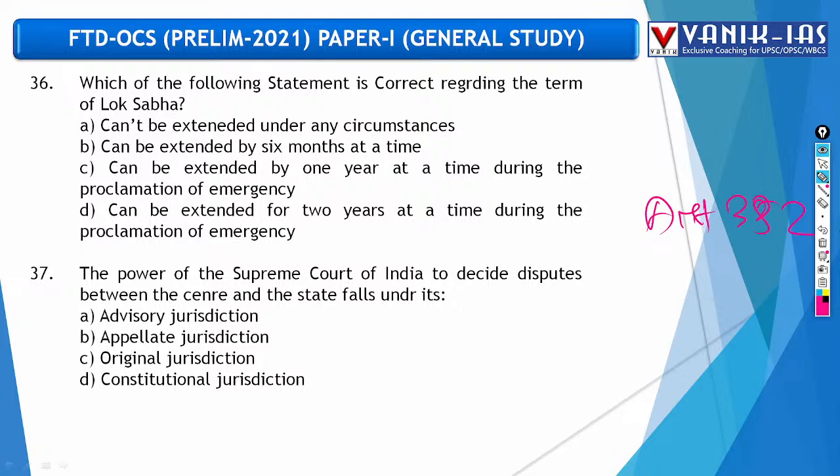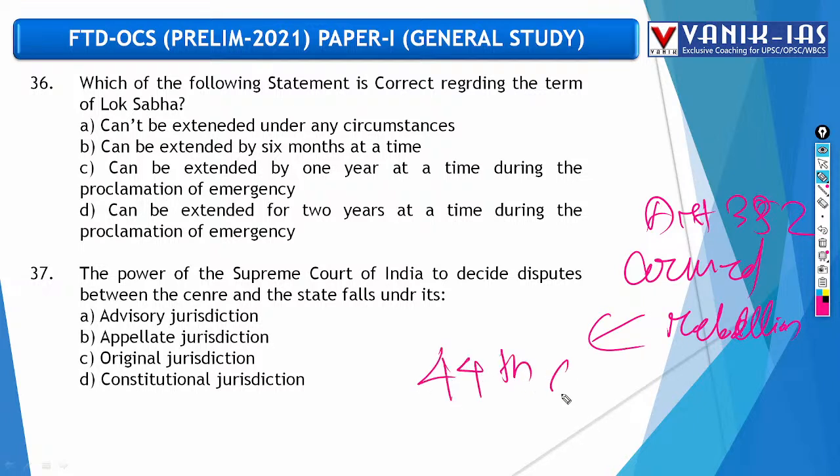And the basis is war and external aggression, an external emergency, or armed rebellion, an internal emergency. Armed rebellion, not simple rebellion, armed rebellion that creates law and order problems. This term, armed rebellion, is introduced in the 44th Constitutional Amendment Act.